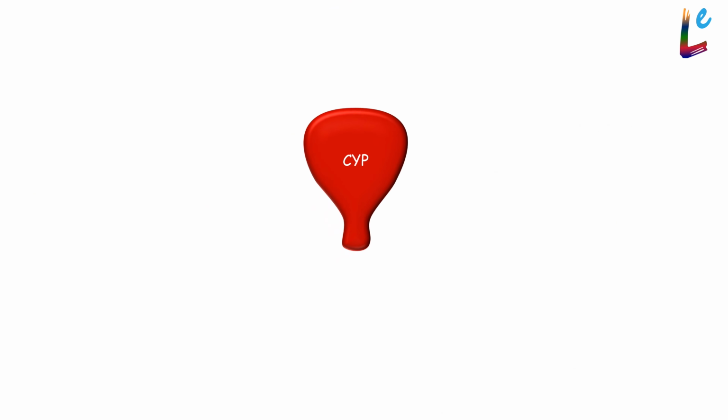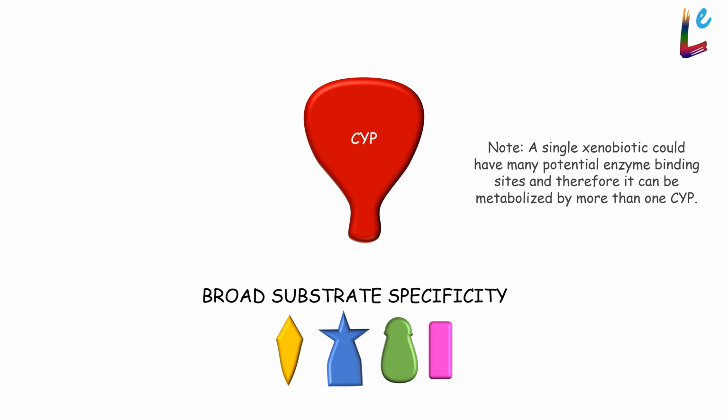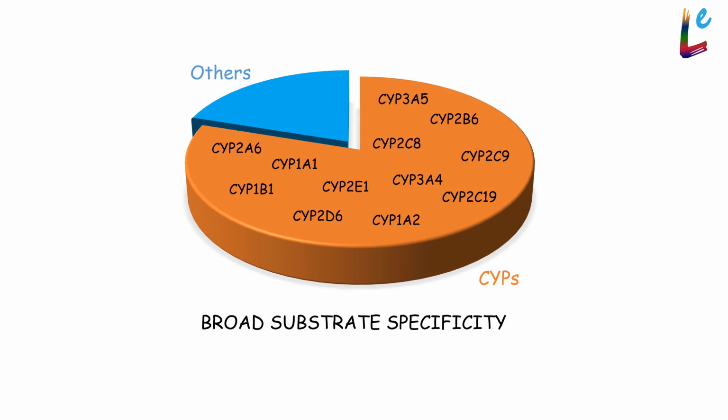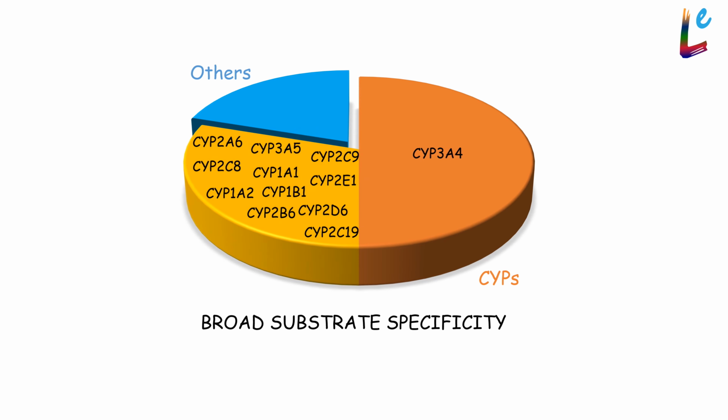The xenobiotic binding sites within CYPs are large and fluid. That is, one CYP can metabolize many different xenobiotics. We can call this broad substrate specificity. Thus, a few CYP isoforms can metabolize the majority of the drugs. The CYP isoform CYP3A4 alone is responsible for the metabolism of about 50% of clinically used drugs.